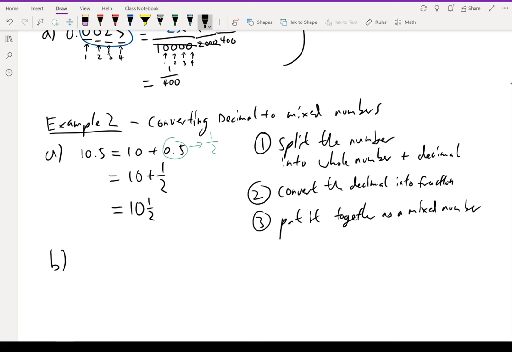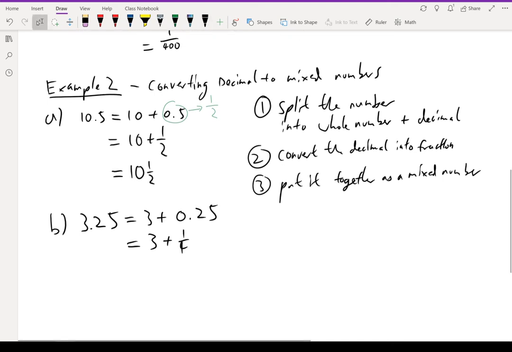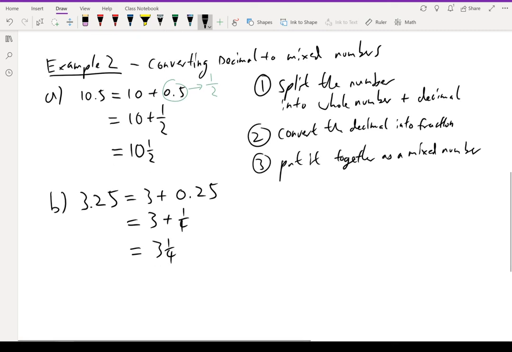B, we have 3.25. So 3.25 can be written as 3 plus 0.25. Hey, this is rather simple. 0.25, I know that it is the same as 1/4. So this is 3 plus 1 over 4. And then I can write this as 3 and 1/4. That's done.